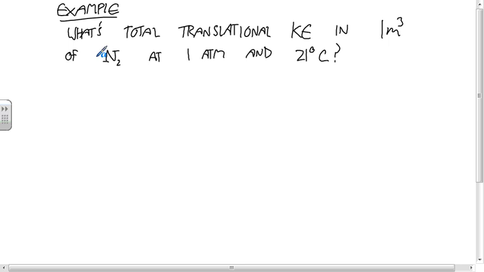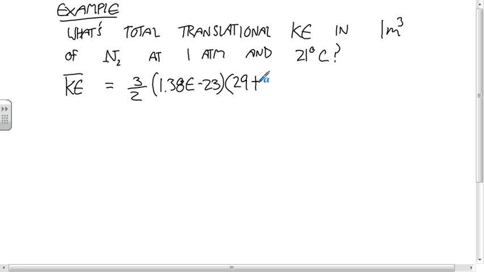Okay, so what I have to do is, I know that the translational kinetic energy of the average molecule is equal to 3/2 times k, 1.38 times 10 to the minus 23rd, times the temperature in Kelvin, so that's 294. And you get a value of 6.09 times 10 to the minus 21st.